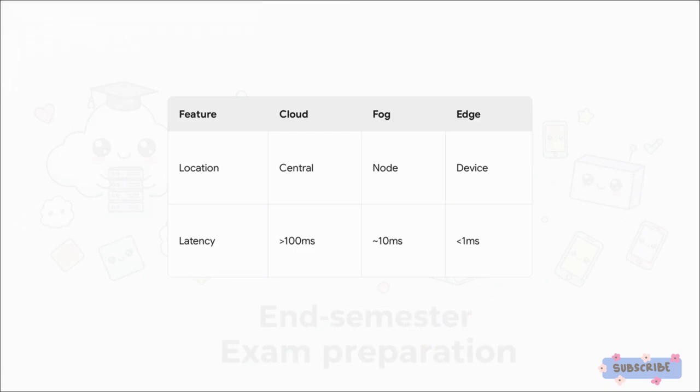Question 1 often asks you to compare cloud, fog, and edge computing. So the crucial point is knowing exactly how to construct a clean three-column table. You want to compare them across location, latency, and SWaP-C constraints. Make sure you explicitly state where the computing actually happens. Edge happens right on the device with under 1 millisecond latency. Fog happens on the local network nodes at around 10 milliseconds. And cloud? That happens far away at centralized data centers, usually exceeding 100 milliseconds.